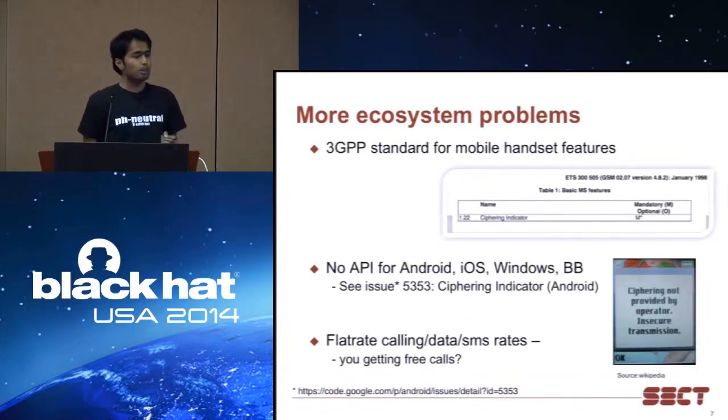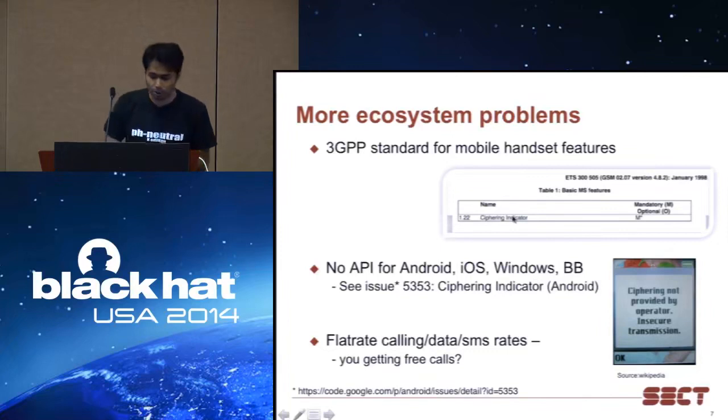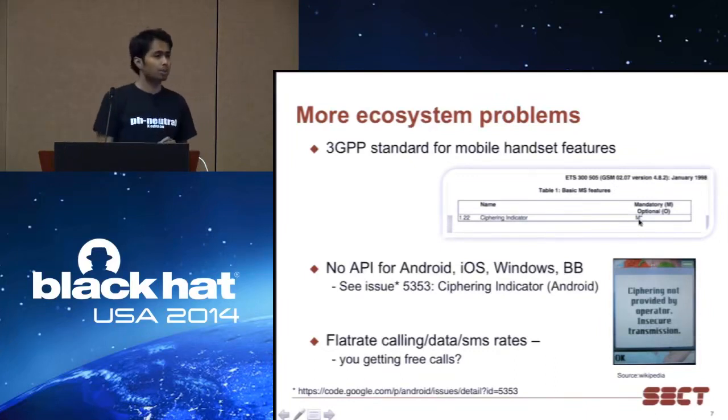The first one: the 3GPP standard for mobile communication says that every mobile handset manufacturer has to have one feature, which is called the ciphering indicator. I don't know if you guys are seeing this. This is from a standardization document. I captured a snapshot which says that this is a mandatory feature. If you are a manufacturer of handsets, you have to implement this feature on your device.